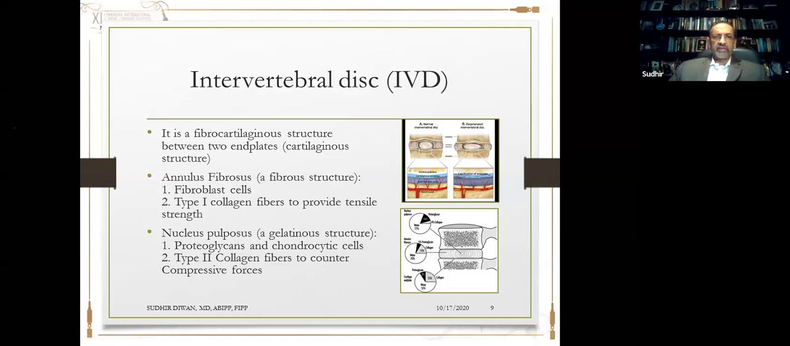It also has type 2 collagen fibers, which are mainly to counter the compressive force. So this is how the disc survives, and whenever the nutrition is compromised, the problem starts.